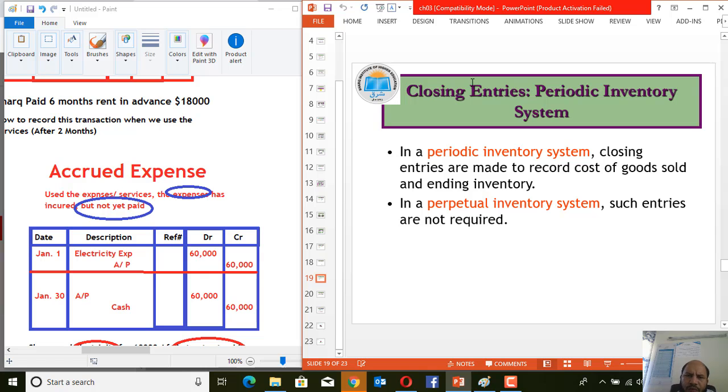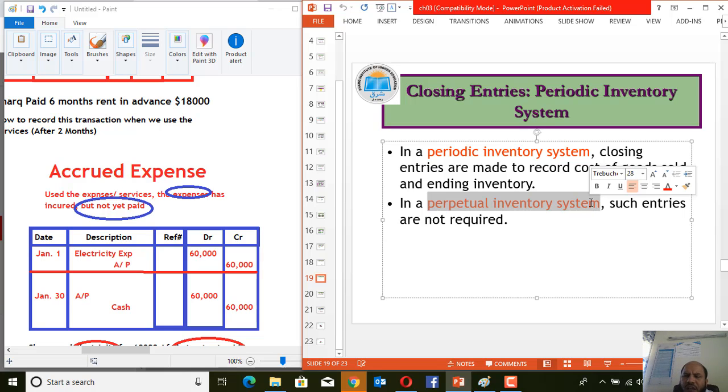And now we are having a discussion about the closing entries, but by using different inventory systems, that are the periodic inventory system and the perpetual inventory system. The periodic inventory system is the one where we record the transactions after a period of time, and perpetual is the one where we record the transactions on a daily basis.